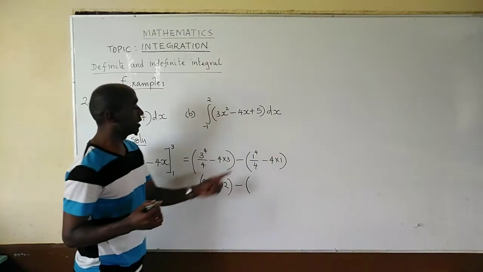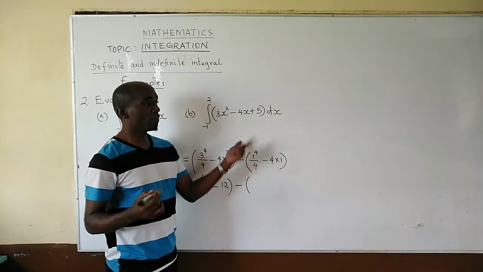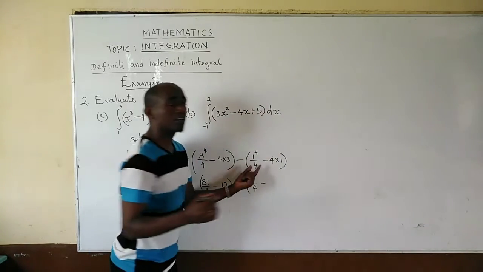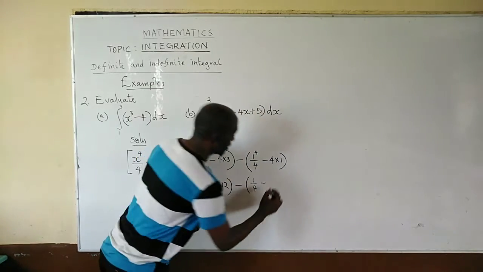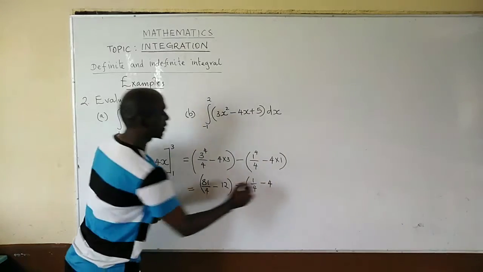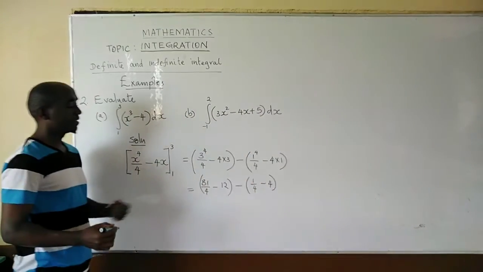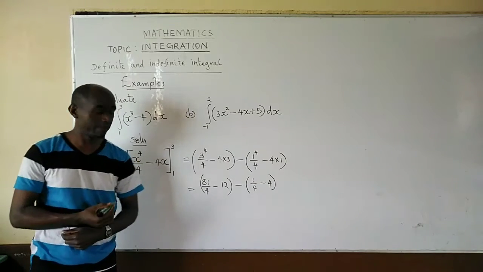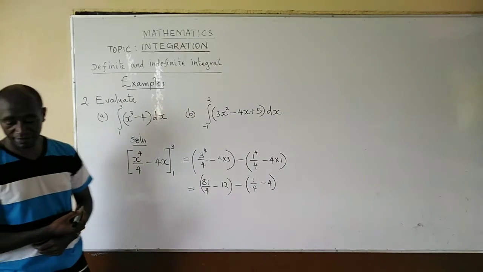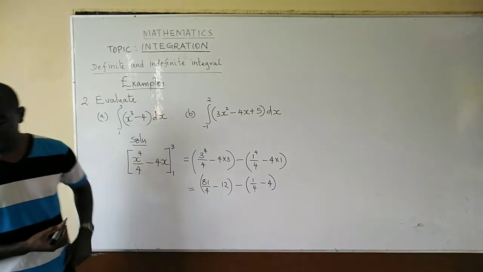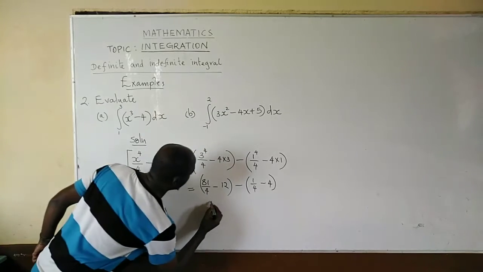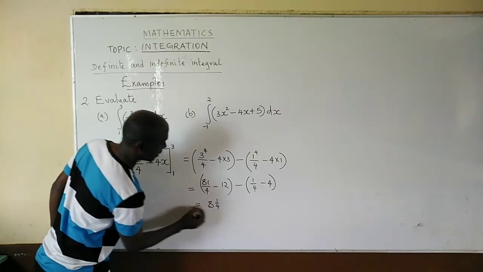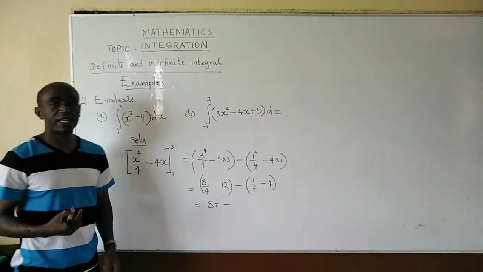Minus the second bracket. 1 power 4 is just 1. So we'll have 1 over 4 minus 4 times 1 is just 4. Close the brackets. Simplify this using your calculators, my dear learner. 81 over 4 minus 12 is 8 and a quarter. If you subtract that, you will get 8 and 1 over 4. Then minus a quarter minus 4.